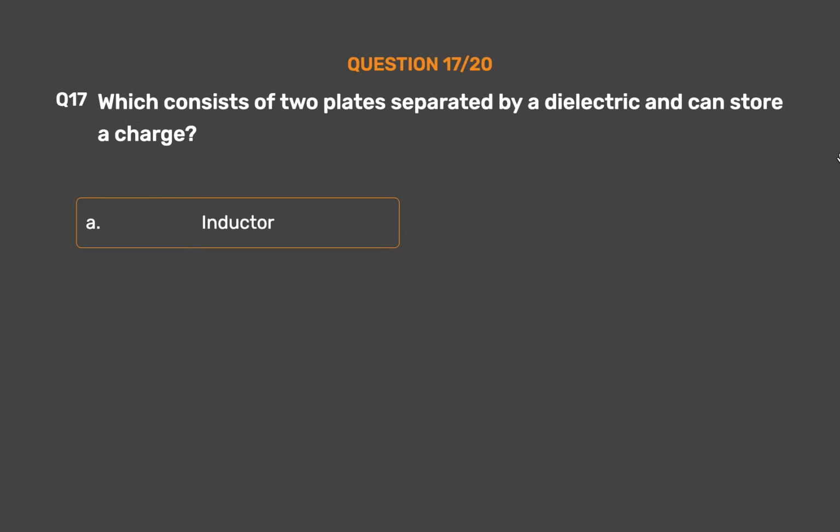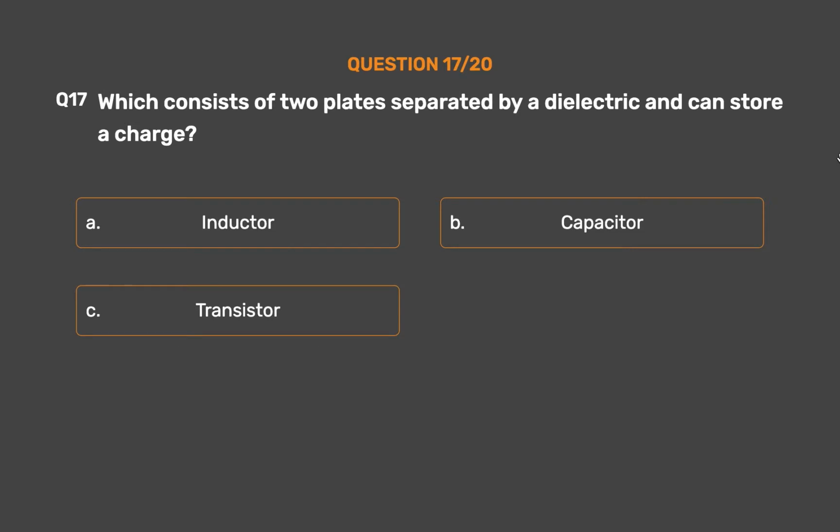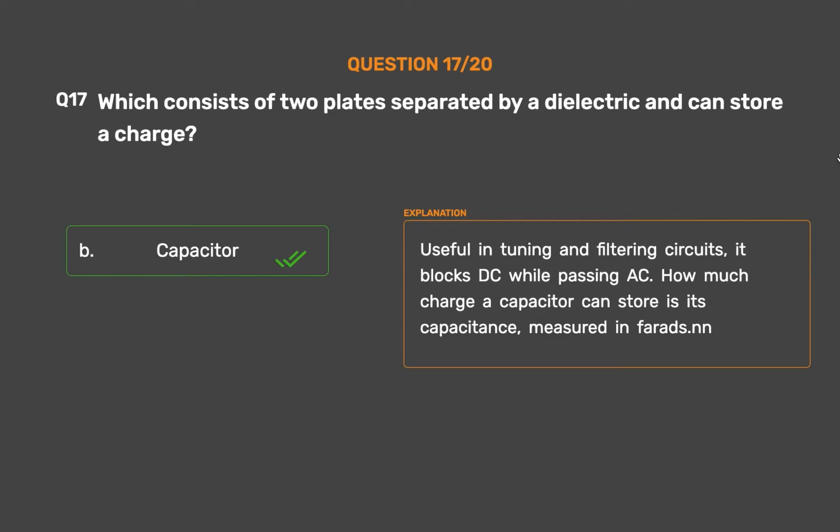Which consists of 2 plates separated by a dielectric and can store a charge? Option A. Inductor. Option B. Capacitor. Option C. Transistor. Option D. Relay. The correct answer is option B. Capacitor. Useful in tuning and filtering circuits. It blocks DC while passing AC. How much charge a capacitor can store is its capacitance, measured in farads.